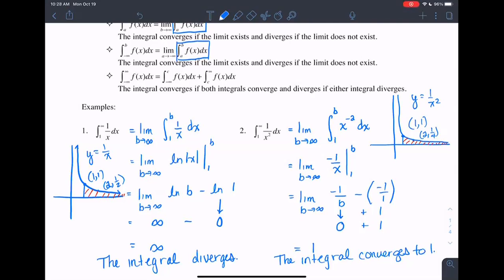So in this case, we say the integral converges, and we would consider that the area under that curve on the interval from 1 to infinity is equal to 1. So it may look like an infinite region, but it has a finite area, which is a little bit weird.